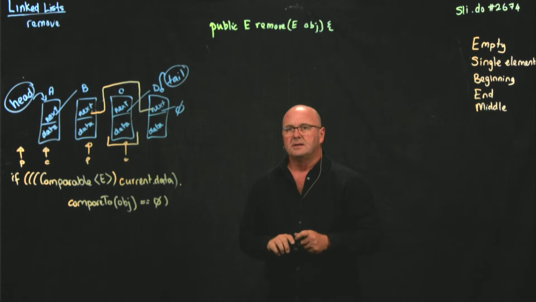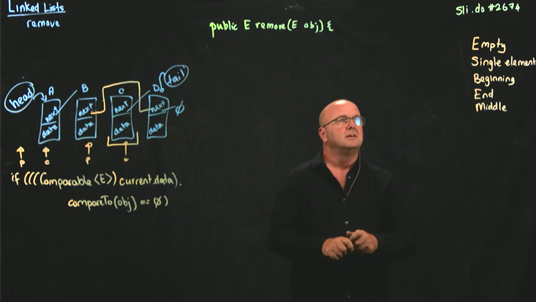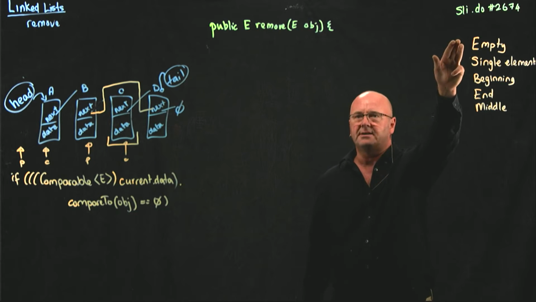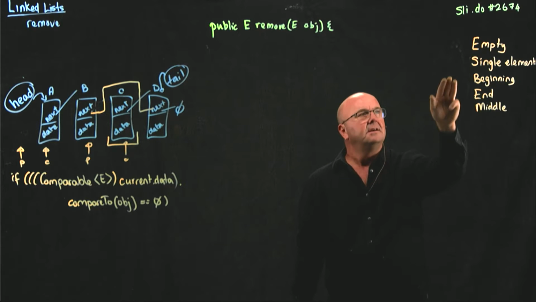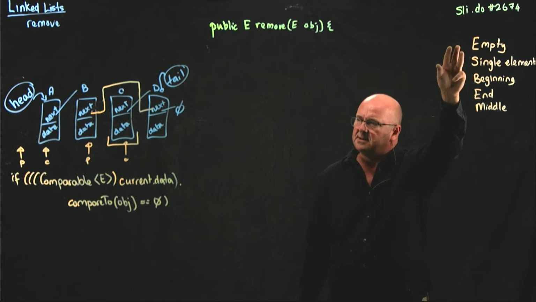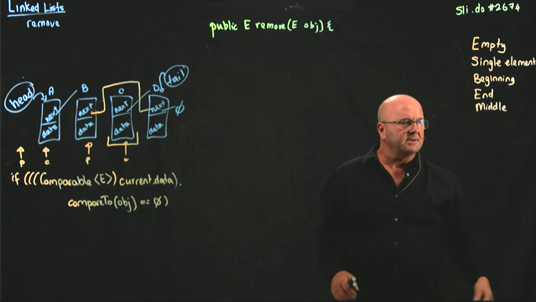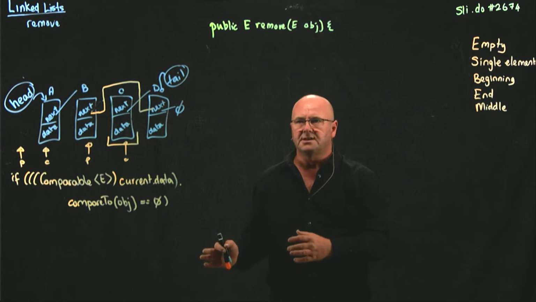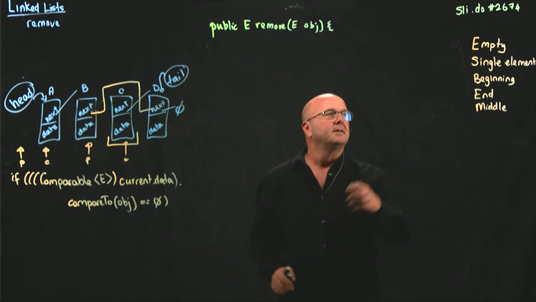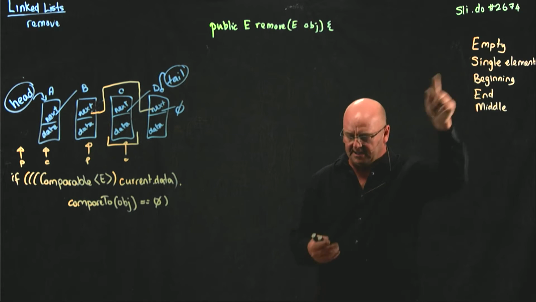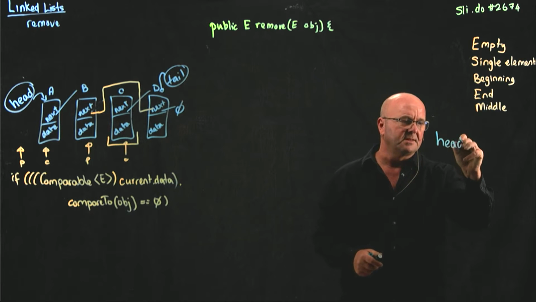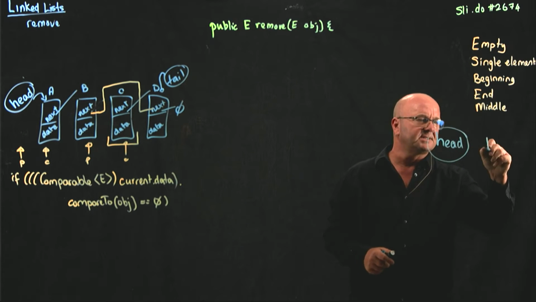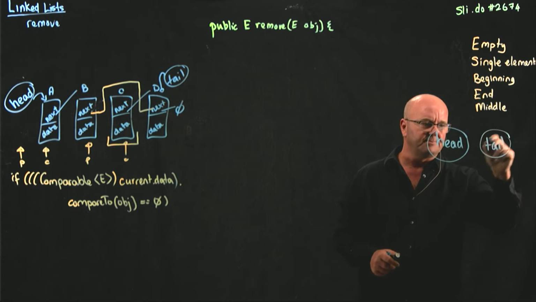Again, just like our remove last, we need to worry about our 5 boundary conditions. If we have an empty list, we're not going to be able to find the thing that we're looking for, so we can return null. If we have a single element list, we've already seen this before. So let's say we have a single element list. Here it is.